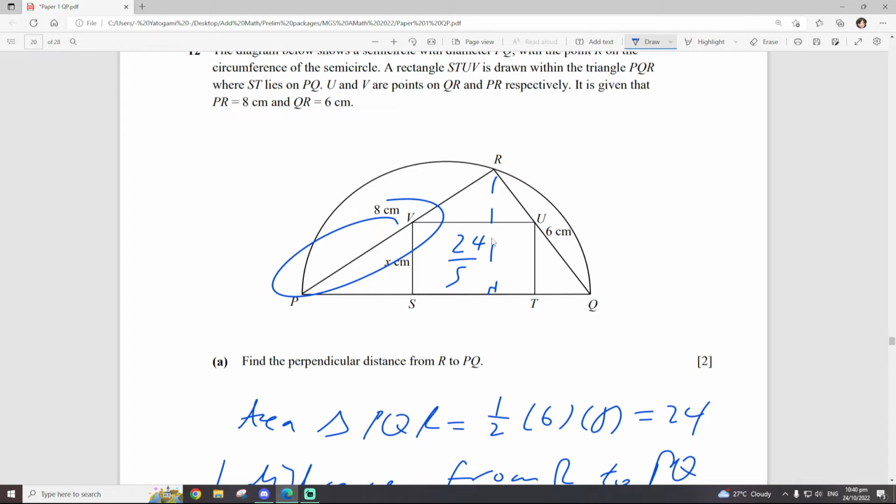8 divided by 24 over 5 is the same as PV divided by x. And from here I can find... This is a bit tough. No, I should probably consider VU and PQ. Ah, okay. I can find PV and VR. Okay, so let's find PV.